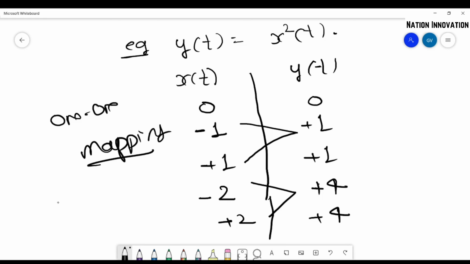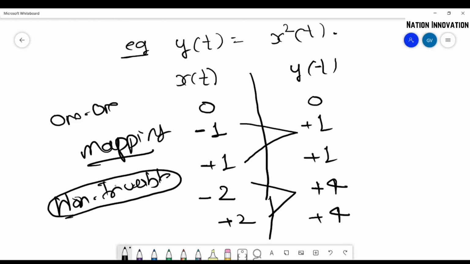So it is not following one-to-one mapping. So this is a non-invertible system. Thank you.